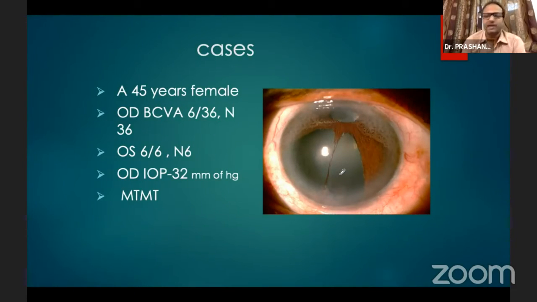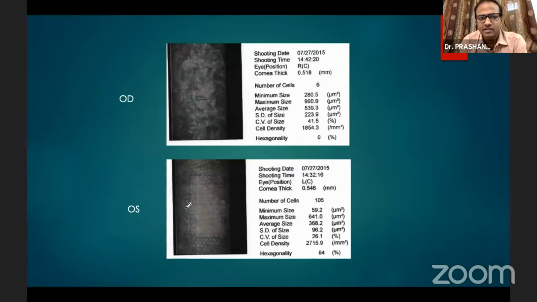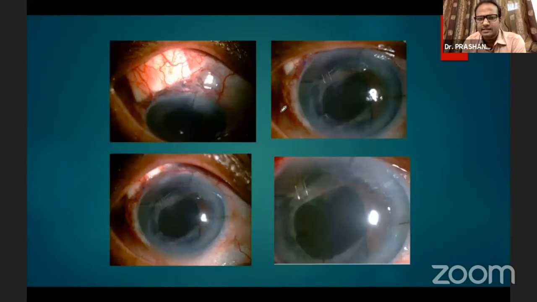So there are a few examples where implants were very helpful. This is a case of a 45-year-old female patient who had a visually significant cataract with ICE syndrome, and IOP was 32 millimeters of mercury. You can see the cataract was significant, and the patient had ICE syndrome. You can see the cells were few. In that case, phacoemulsification was done with Viscoat cover to protect the endothelium, and the implant was done. And you can see the implant here in the sulcus. So it gives an excellent result.